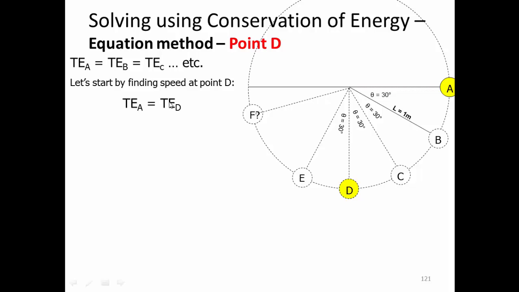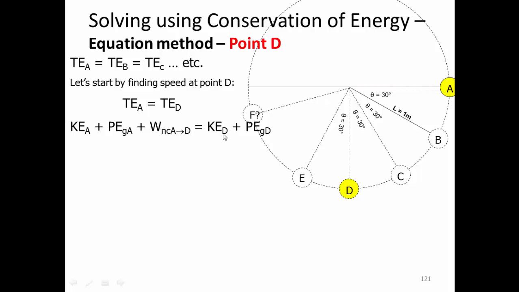Total energy at A is equal to total energy at D. That's what you want to write down first. And we can actually fill in what the total energy at A is and what the total energy at D is from our various forms of energy. What we have for A is some kinetic energy, some potential energy, and potentially some work non-conservative going from A to D.